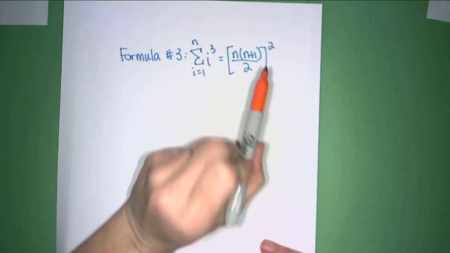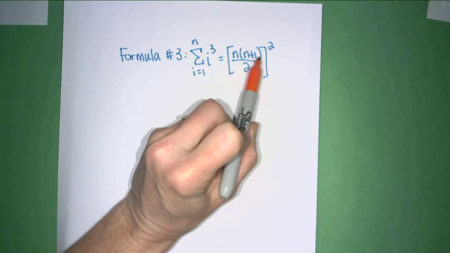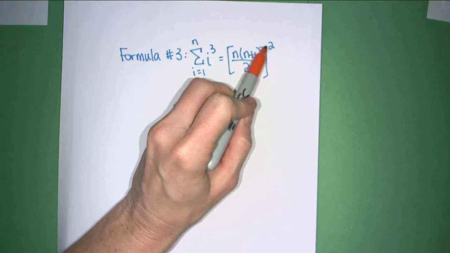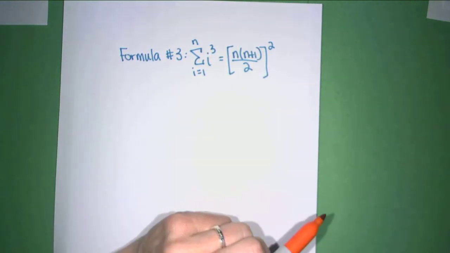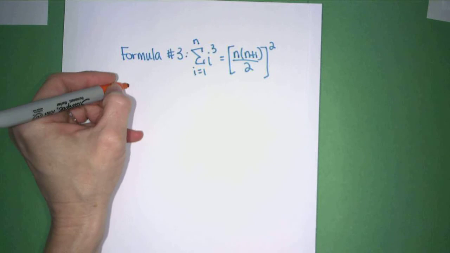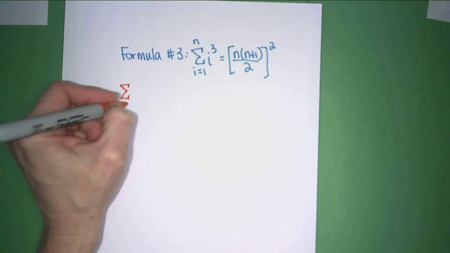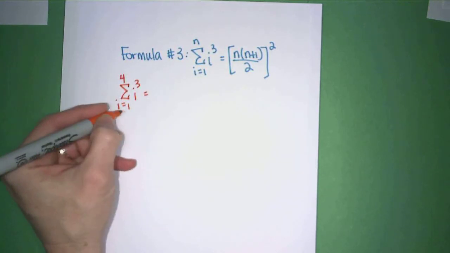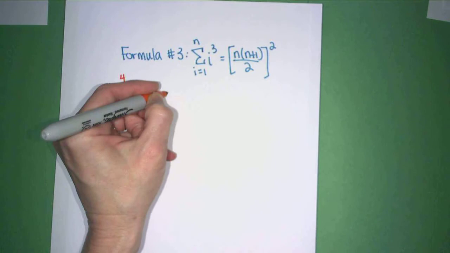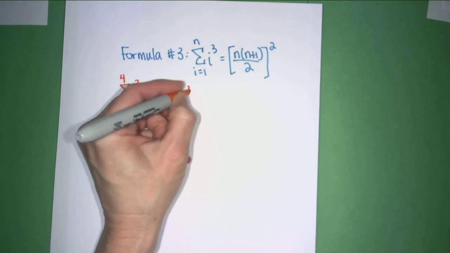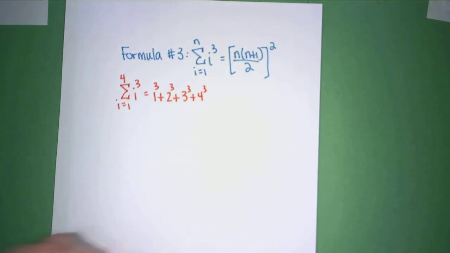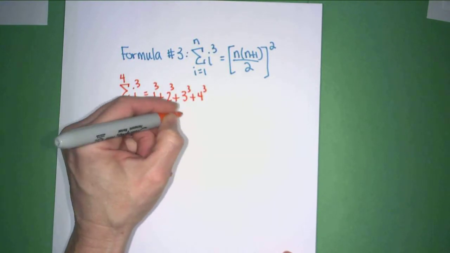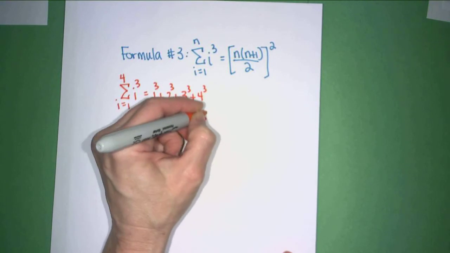Okay, sorry about that. So this right side actually mimics formula number 1. It's the same, n times n plus 1 all over 2, but then we're going to take that entire quantity and square it. So just to show you how this one works, let's use that 4 again for n. So I equals 1 to 4 of I cubed. So we would start with I equals 1, so that would be 1 cubed plus 2 cubed plus 3 cubed plus 4 cubed. And if I do all this, I would have 1 plus 8 plus 27 plus 64.